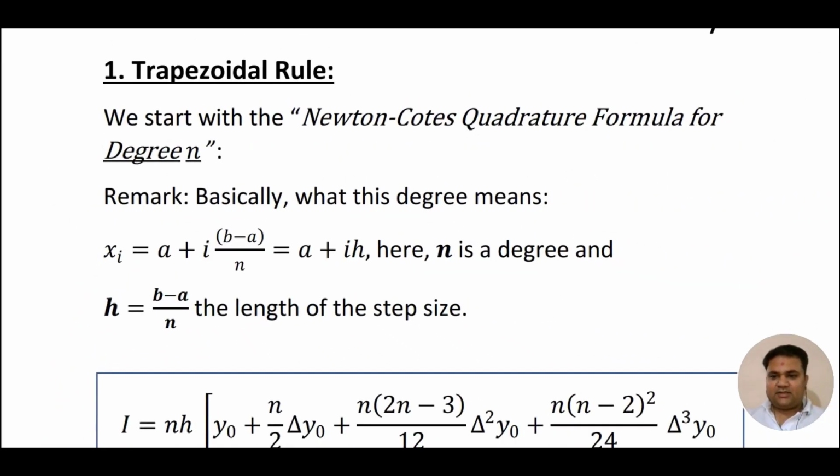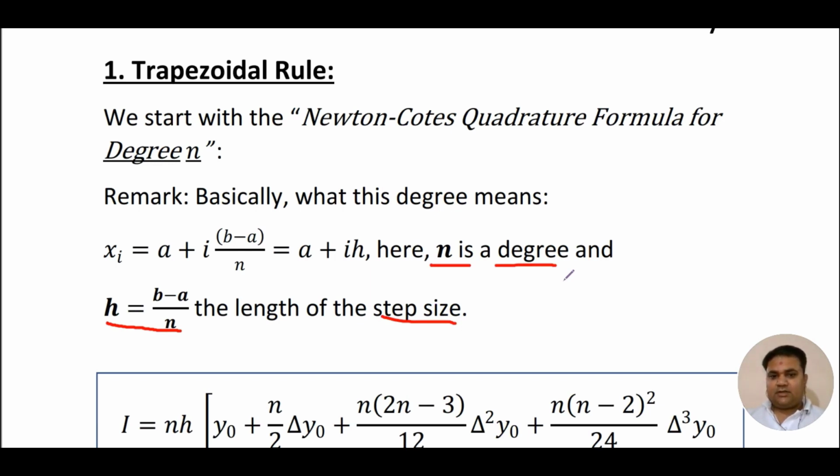Basically, it is crucial to understand the meaning of this degree. xi is equal to a plus i times (b minus a) by n, which is equal to a plus i times h. Here n is the degree and h is nothing but (b minus a) by n. This h is the length of the step size, and n is the degree.